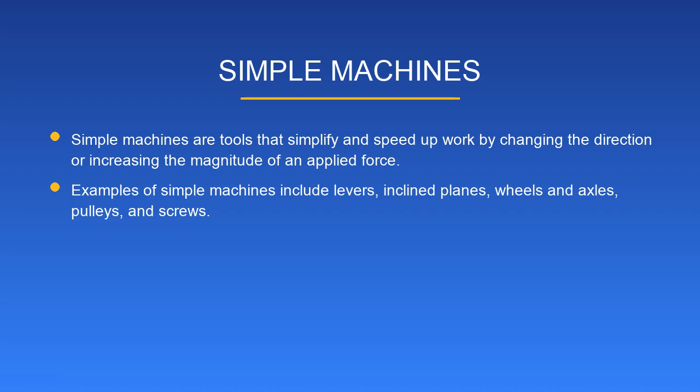Simple machines. Simple machines are tools that simplify and speed up work by changing the direction or increasing the magnitude of an applied force. Examples of simple machines include levers, inclined planes, wheels and axles, pulleys, and screws.